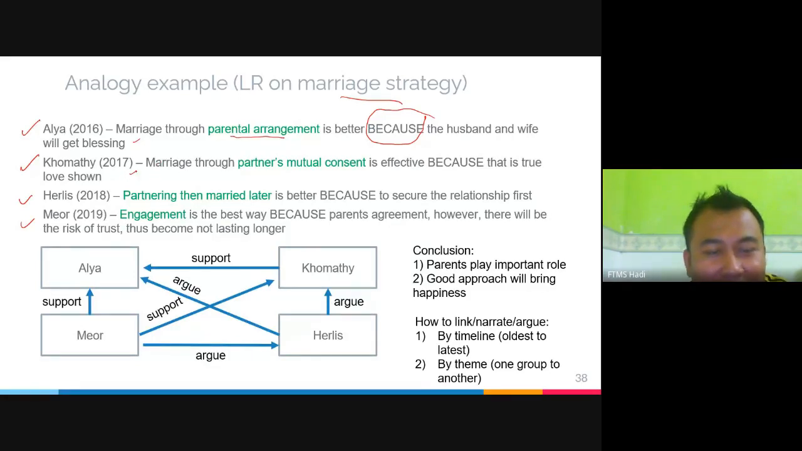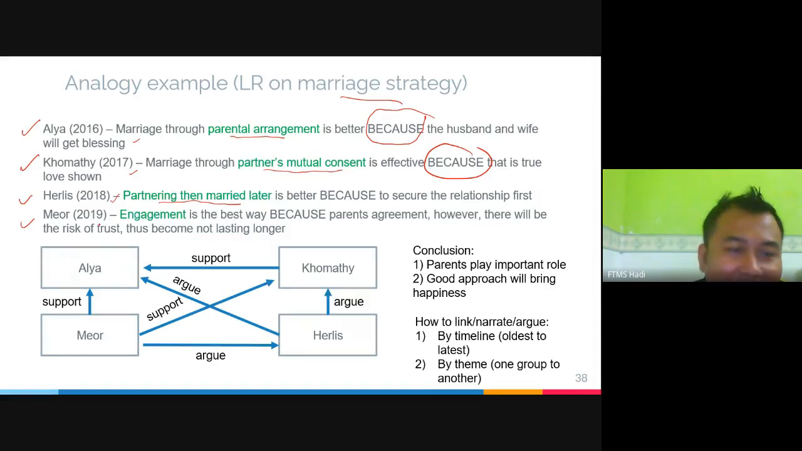However, Komati in his work says that marriage with the partners' mutual consent is effective because true love is shown. That means forget about parents, let's love each other first. How about Herlis? Herlis says that marrying first is a bad way. In Malay, kahwin dulu, nikah kemudian. Partnering and then marrying later. Why? To secure the relationship first. Kahwin lari pun tak apalah. You just marry and then run away. This is practiced by Westerners, because they partner and have love first and marry later.